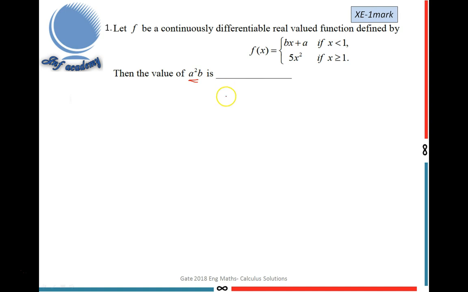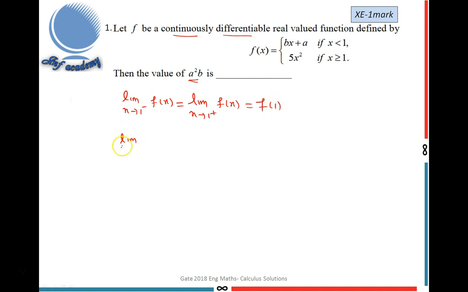Continuous everywhere. There are two different pieces given in this function, and these pieces are continuous in their own intervals. First let's check continuity, because this function is continuously differentiable. Continuous function means left hand limit equal to right hand limit equal to f of a, or here I select the x equal to 1 point. So limit x tends to 1 minus of f of x is the left hand limit at x equal to 1, equal to limit x tends to 1 plus, the right hand limit of f of x at x equal to 1. This is also equal to f of 1.